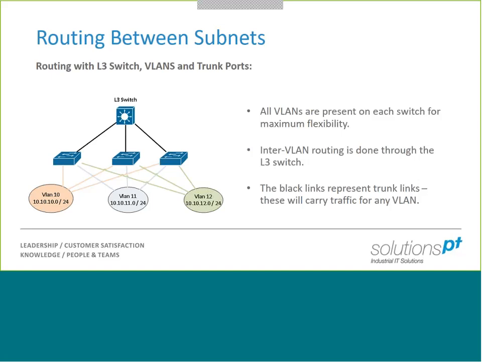And those black links there represent the trunk links, which basically means that they will carry traffic from absolutely any VLAN. And the layer 3 switch will identify which VLAN it came from through the VLAN tag, the VLAN ID. It then knows which subnet that VLAN is part of, and it knows the destination address it needs to route it to, and that's how we do routing on a layer 3 switch with VLANs.